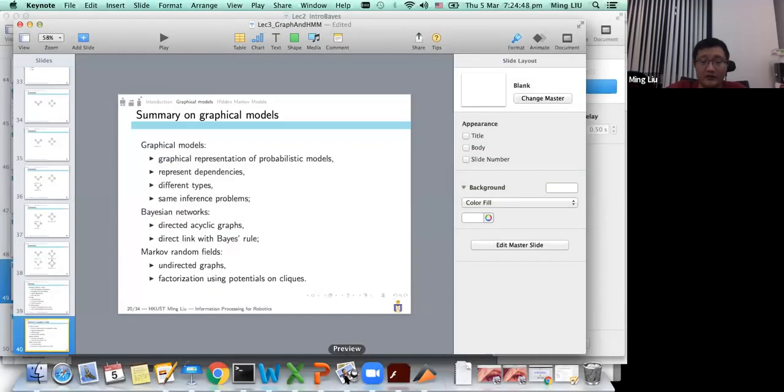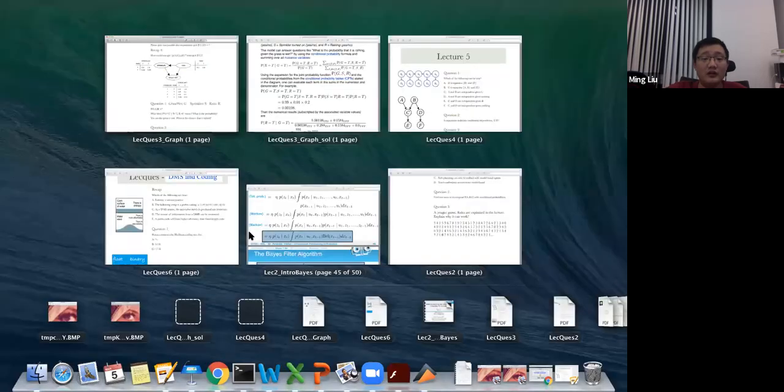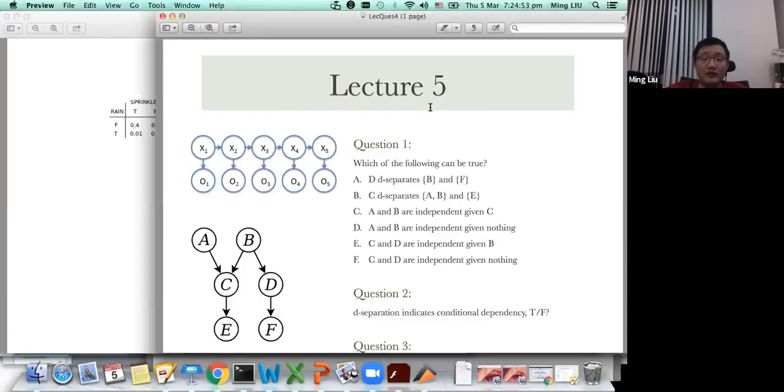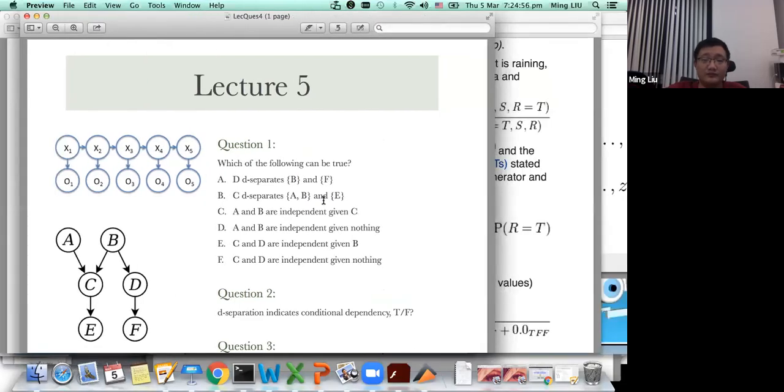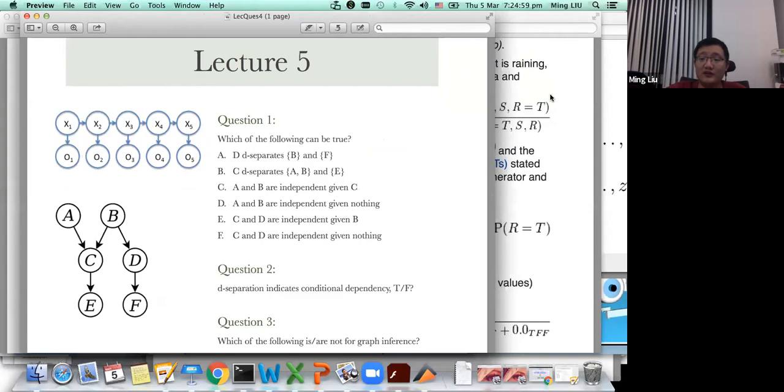There are two questions. Question 4. You can look at these questions and try to type in some answers in the chat window. Which of the following can be true, looking at the graph on the left? D separates B and F. Is this true? This is true, right? Thank you, many answers.